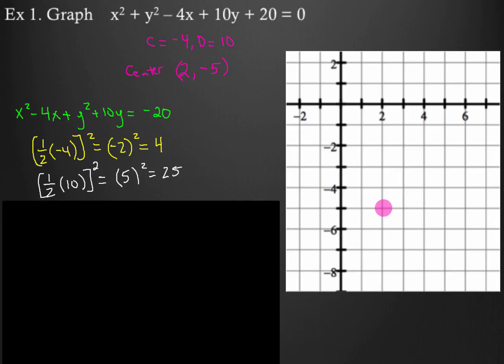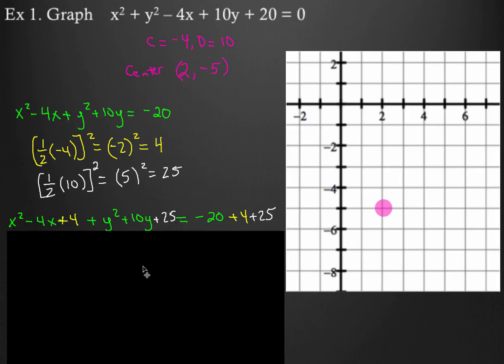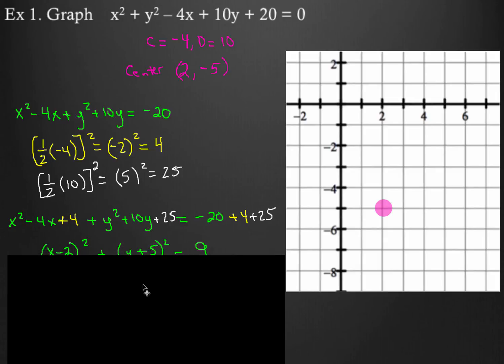Now what we're going to do with those two numbers, 4 and 25, is rewrite the equation we got, and add those numbers to both sides. So we're going to have x squared minus 4x plus 4 plus y squared plus 10y plus 25 equals our negative 20, and then our plus 4 and plus 25. So we're going to add those to both sides. Now what that allows us to do is rewrite the x part and the y part, rewrite each one of those trinomials as the following.